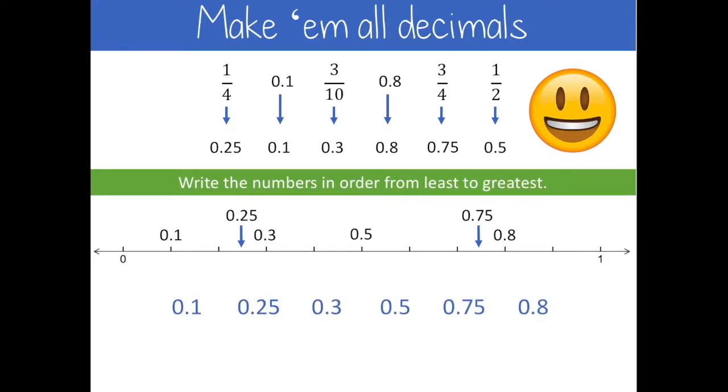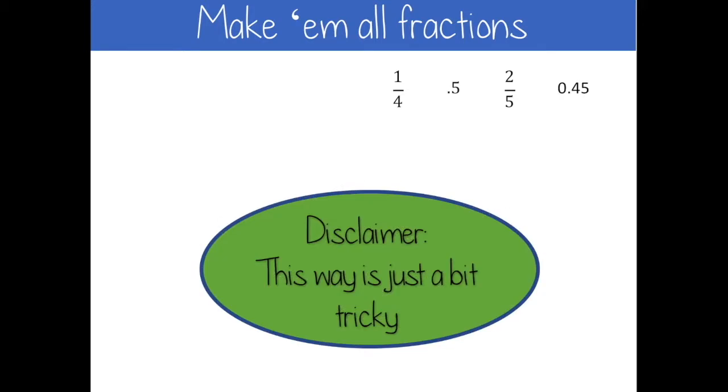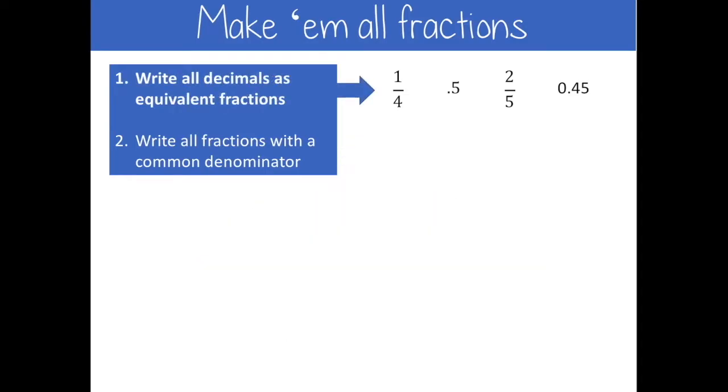Now the other way, as I mentioned, would be to make them all fractions. Here's another group of numbers that needs to be ordered. Now to be honest, this one is a bit trickier, but it's not that bad. You just need to remember 2 steps. First, you write all the decimals as equivalent fractions, and then you need to write all the fractions with a common denominator. Let's just start with step 1, writing all the decimals as equivalent fractions.